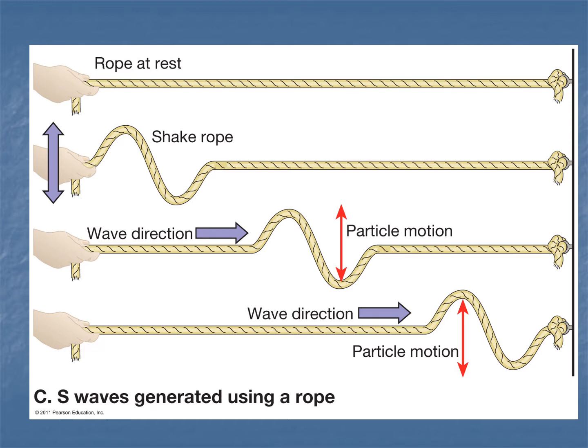So you could simply tie the rope to a door handle or have somebody hold the other end and then just move your wrist up and down one time. That's all it takes. And you're going to see that the individual fibers of the rope are moving up and down, or perpendicular to the direction of wave travel, and you can see that S shape, we might refer to it, moving across the rope.